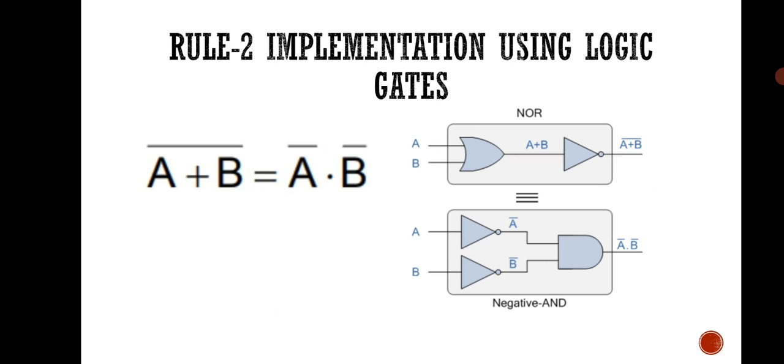So here we can say the output of the NOR gate in the upside implementation is almost equal, or we can say it is the same as that of the negative AND gate at the downside. Okay, this is how we can implement it using logic gates.